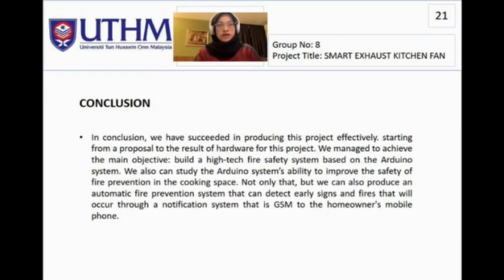In conclusion, we have succeeded in producing this project effectively, starting from a proposal to the result of hardware for this project. We managed to achieve the main objective, which is to build a high-tech fire safety system based on the Arduino system. We also can study the Arduino system's ability to improve the safety of fire prevention in the cooking space. Not only that, we can also produce an automatic fire prevention system that can detect early signs of fire through a notification system, that is GSM, to the homeowner's mobile phone.